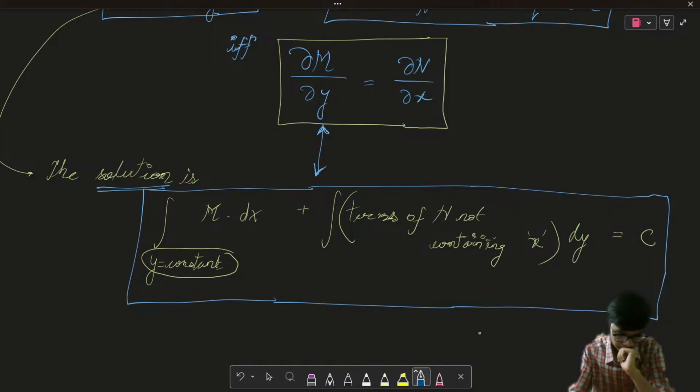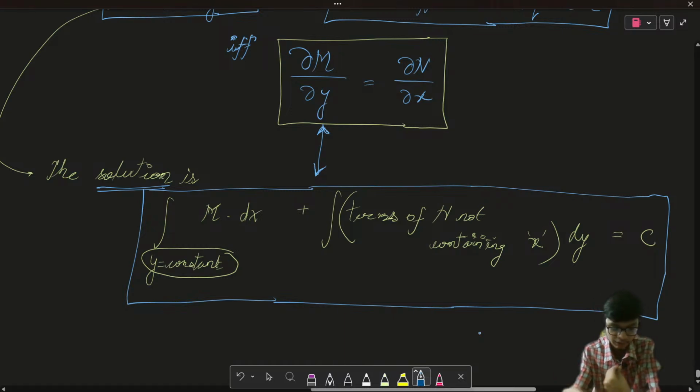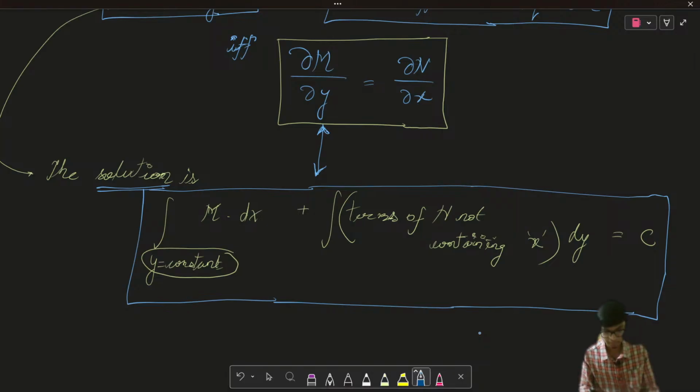Any questions? Please note down this solution. If I have any given differential equation of the following form, and I can see that it is an exact differential equation, the solution of such a differential equation is fairly simple. Please note this so that we can proceed with discussion about some of the previous year problems.